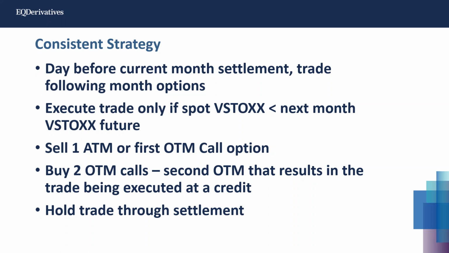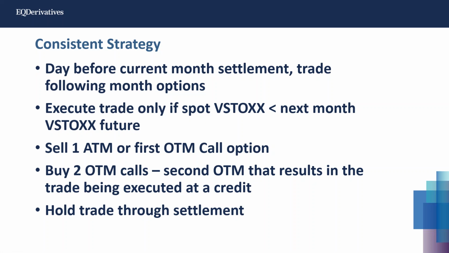So the day before the current month settlement. If today were the day before July settlement, we'd be looking at the August option. And execute this trade only when the next month VSTOXX future is at a premium to spot VSTOXX, because we're going to want that drift to come into play if we don't get a volatility event.